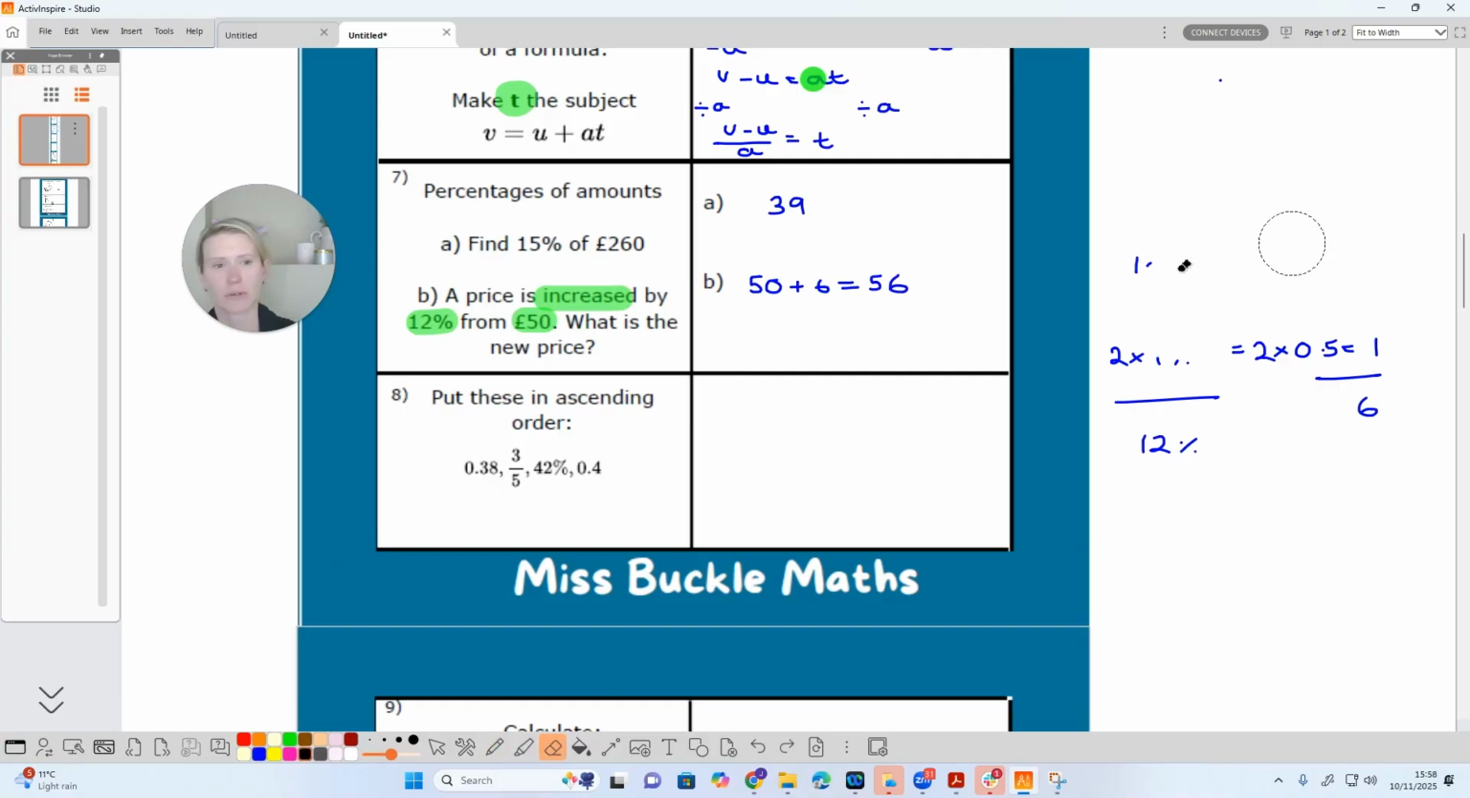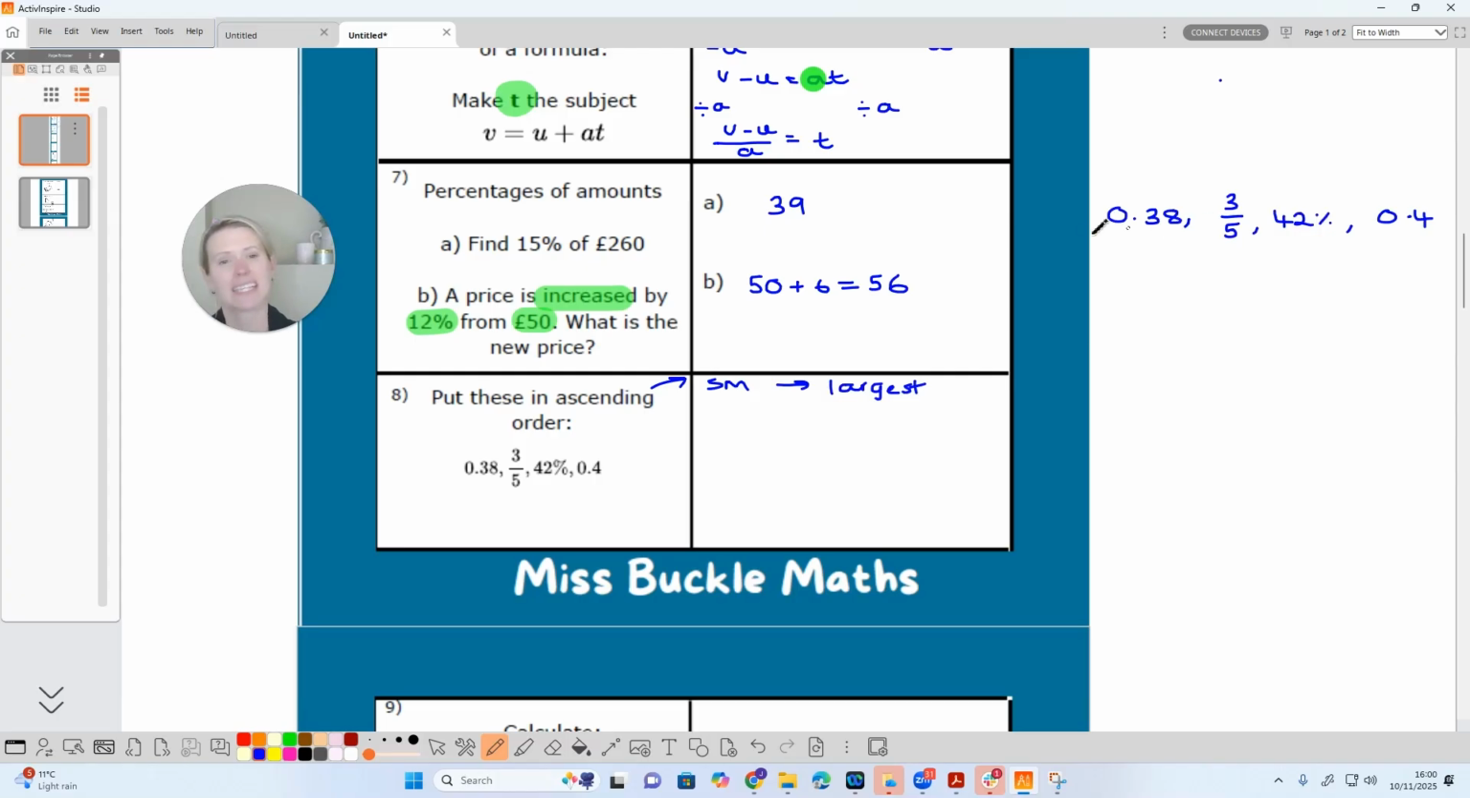Okay, put these in ascending order. You need to know that ascending means from smallest to largest, okay? So smallest to largest. So the key to these questions is making sure that they're in the same format. I tend to go for percentages. So to change a decimal to a percentage, you times it by 100, it's going to be 38%.